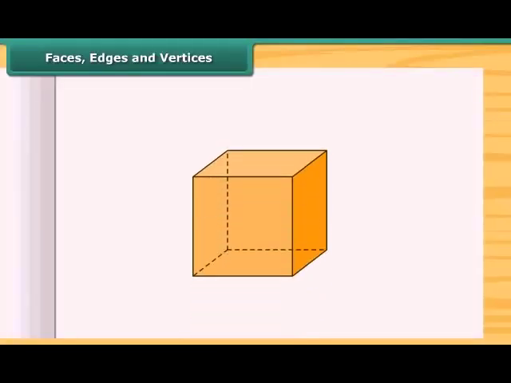Look at this cube. This is the face of a cube. This is the edge of the cube and this is the vertex of the cube. An edge is a line segment where the faces meet and the vertices are the points where the edges meet.